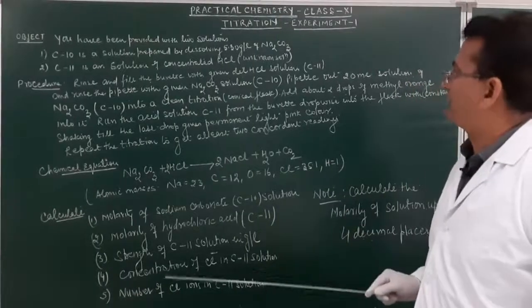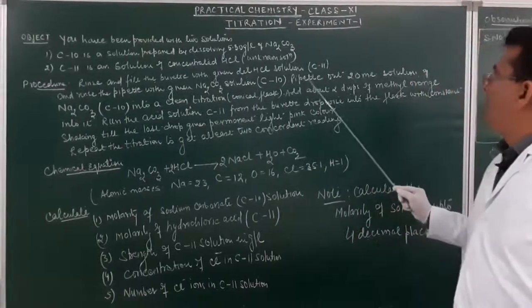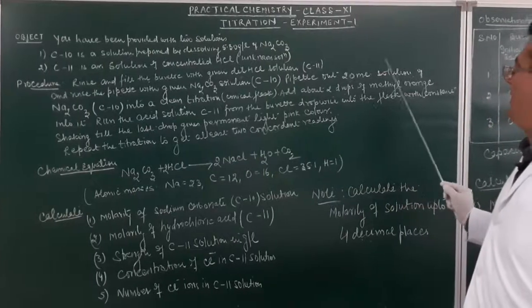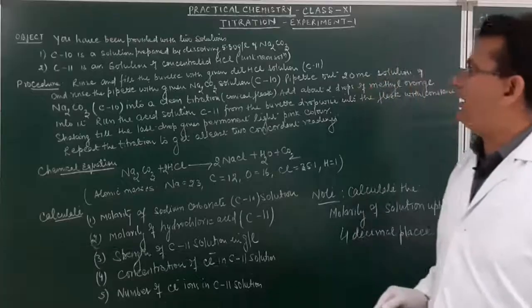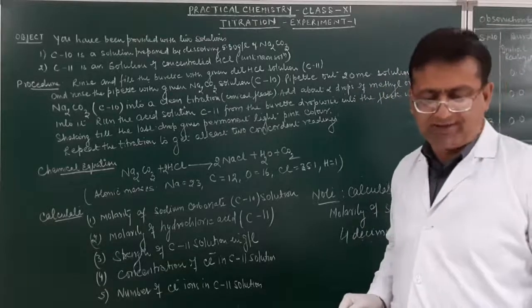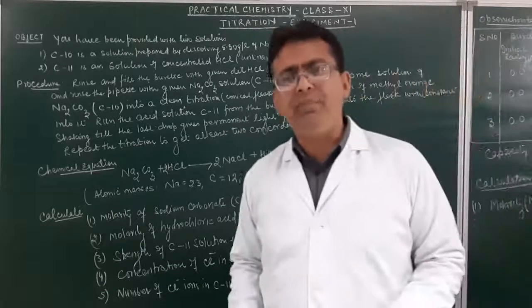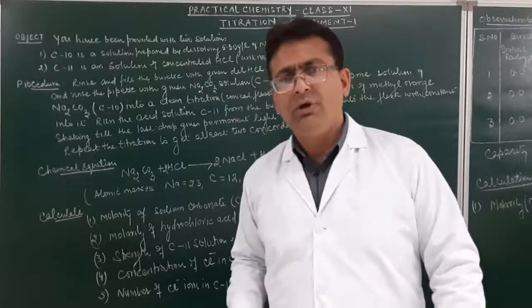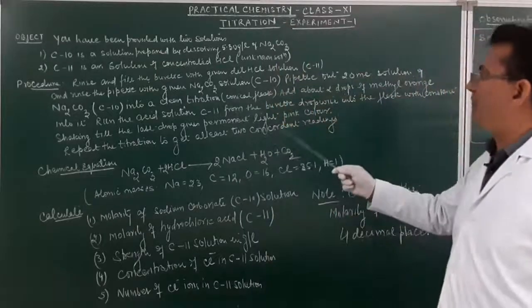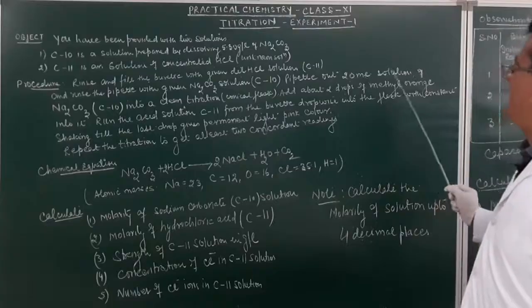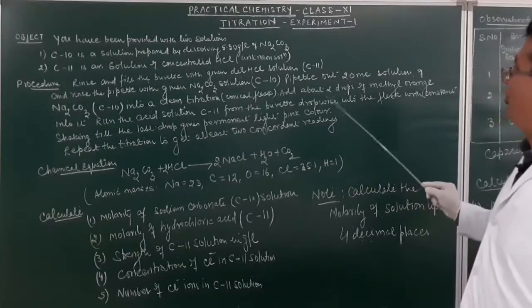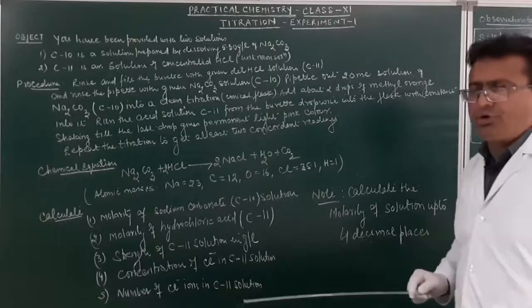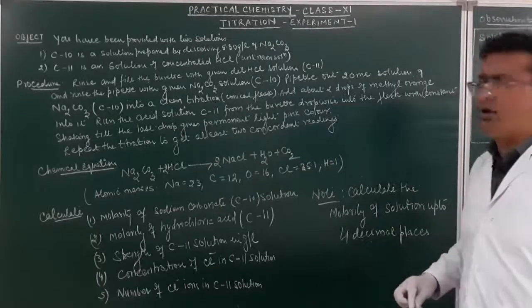Am I clear, student? Now, pipette out 20 ml solution of sodium carbonate into a clean titration flask, which is also called a conical flask. How do we pipette out? I'll explain it to you now. Just have a glance at this first one. So, pipette out 20 ml solution of sodium carbonate into a clean titration flask, and to this add about 2 drops of methyl orange solution.